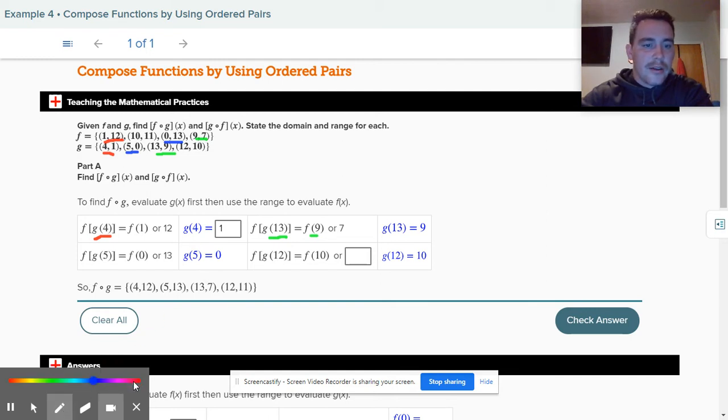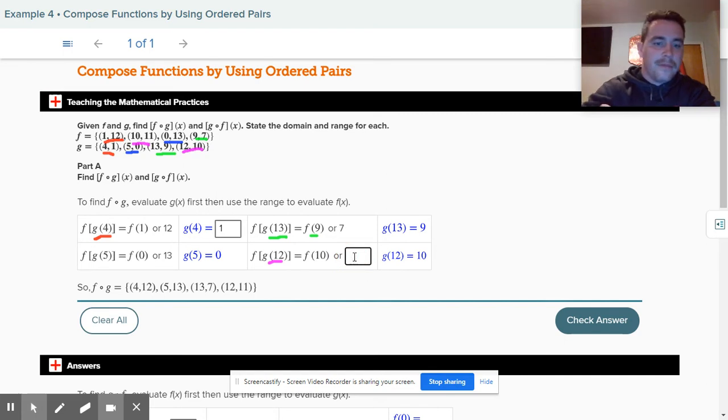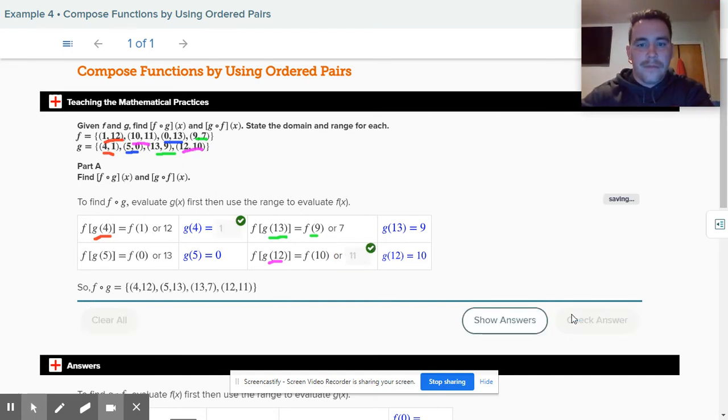And the last one we got, go with purple. We got f composed of g of 12. G of 12 here is going to be 10. And f of 10 is 11. That's right. So what you want to do first is whatever's in the brackets. So you're going to find out what's in the brackets and plug that value, the range, back into the composition function.